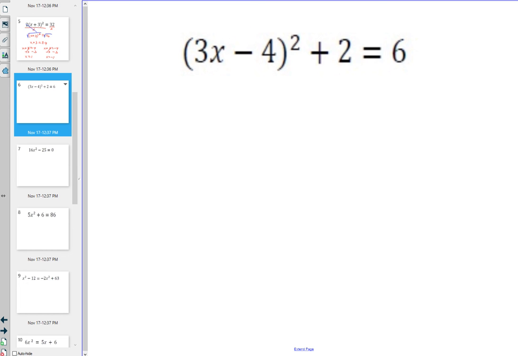Hey, how many variables? Just one. I am going to get rid of the 2. This would be minus 2. So 3x.